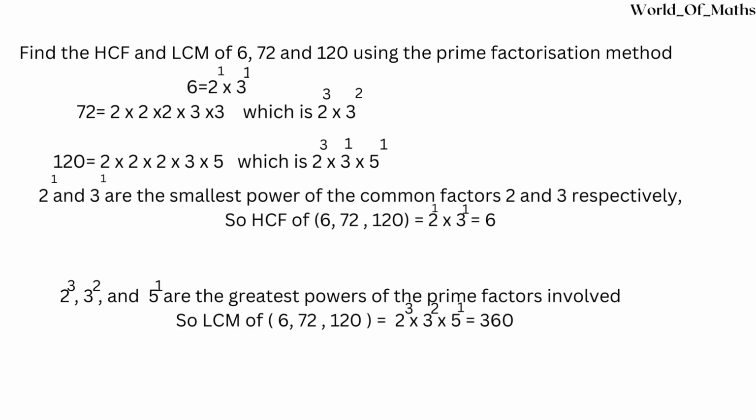For the lowest common multiple, we can see the greatest powers of prime factors involved are 2 to the power of 3, 3 to the power of 2 and 5 to the power of 1. So, the LCM of 6, 72 and 120 is equal to 2 to the power of 3 multiplied by 3 to the power of 2 multiplied by 5 to the power of 1, which is equal to 360.